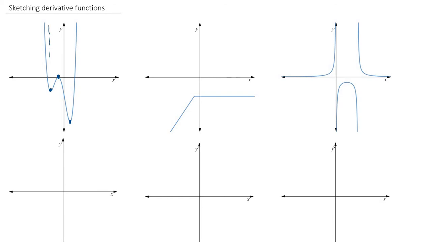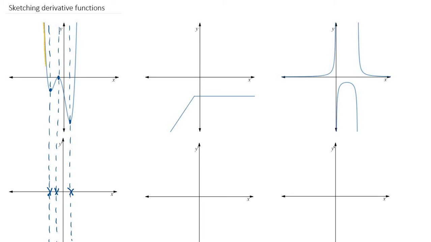If we match those up with the derivative function, what we know is that the gradient of the tangent to this curve at a stationary point is 0. If I draw in a tangent, touching the curve there, we can see that its gradient is 0. So once I've done that, each of these points on the graph of the derivative passes through the x-axis.